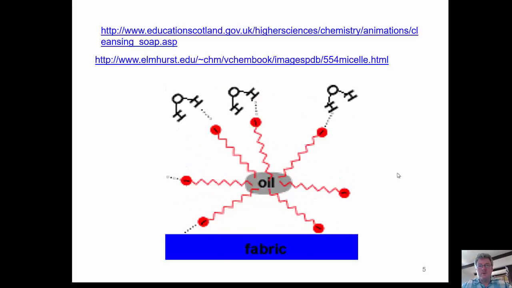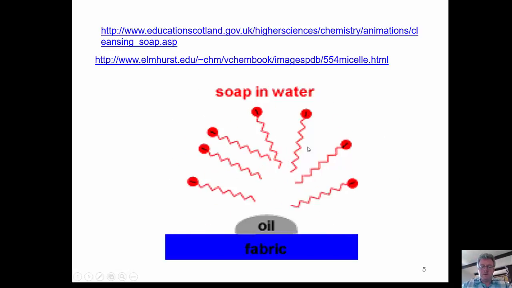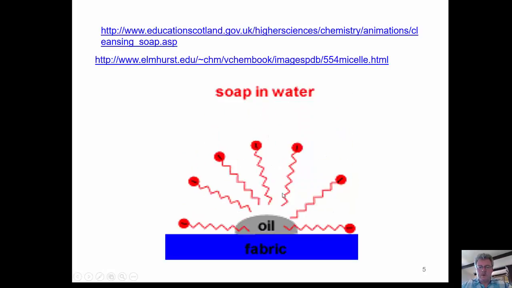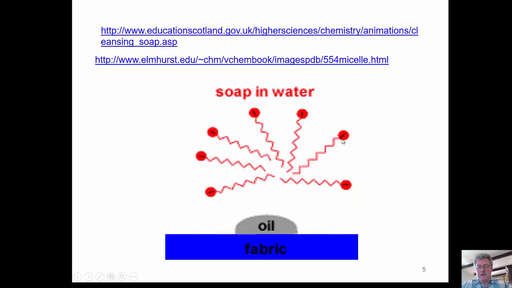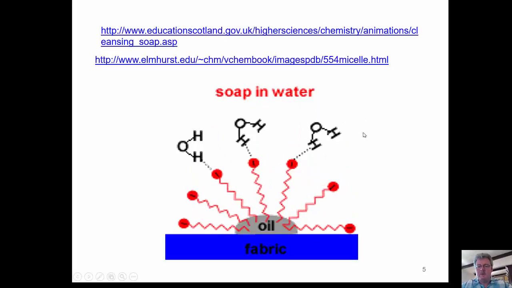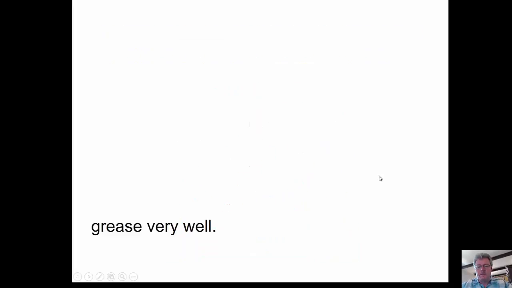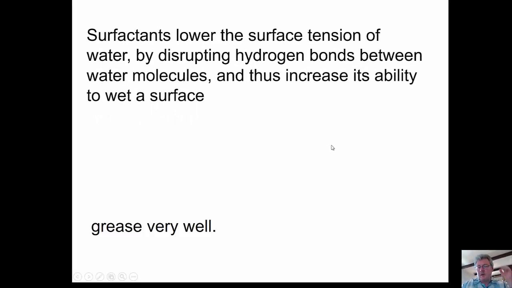They work on the surface. They attach through the non-polar tails, dissolving in the non-polar oil, lifting it up, and the anionic head, the polar part, will carry off and attach to the water molecules. Okay, a surfactant lowers the surface tension of water, so it disrupts the hydrogen bonds between the water molecules, so it increases the ability of water to wet a surface.